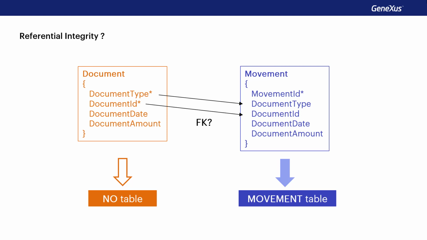Since referential integrity must be ensured, GeneXus generates SQL triggers to do so. Therefore, it could be said that the pair document type and document ID make up a pseudo foreign key in movement. In sum, in document, it won't be possible to delete invoices or receipts that have an associated movement. In addition, it won't be possible to add a movement that doesn't exist as a document.